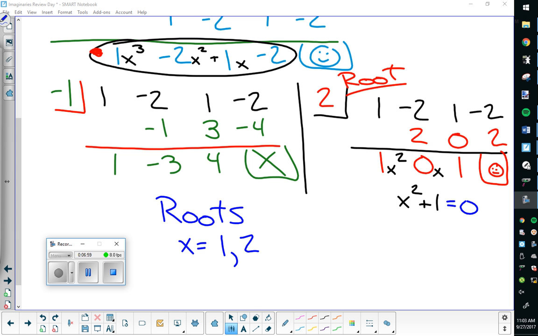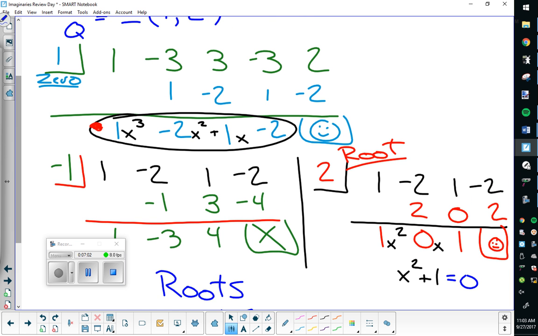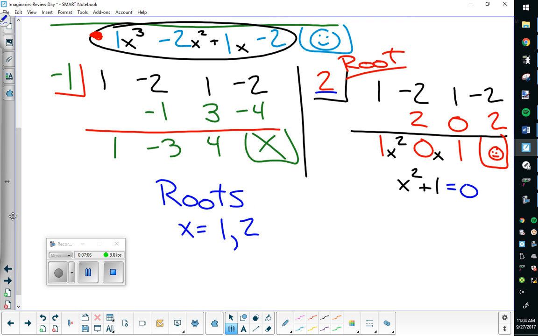I should have 4 answers here. I have 1 from the first one I got. I got 2 from this one. Then I got to solve x squared plus 1 to find my last 2. Matthew, what am I going to do to solve that thing? Subtract 1. So x squared is negative 1. Then what? Square root, square root. x is going to be equal to what then?